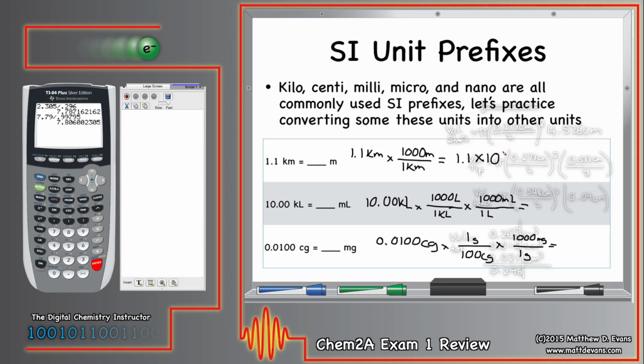1.1 times 10 to the third meters is the answer to this one. And that's the correct number of sig figs because this is 2 sig figs. This one doesn't count as it's an exact quantity.